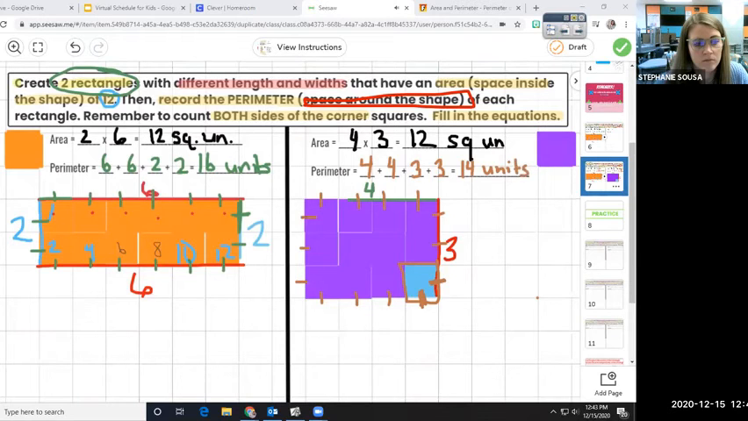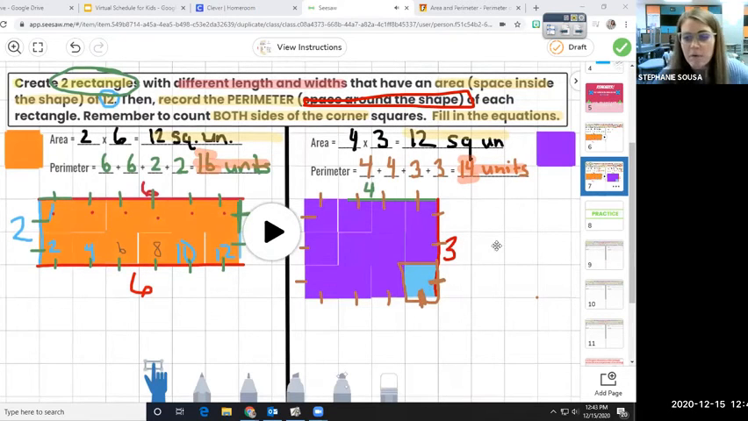So whether I count the edges 1 by 1 or I add them using the dimensions, I'm going to get the same answer. We can see that we have 2 rectangles with the same area of 12, but different perimeters. Our orange rectangle has a perimeter of 16 units. Our purple rectangle has a perimeter of 14 units. Okay, same amount of unit squares, but we've changed it around.